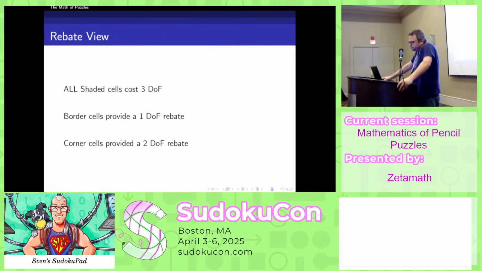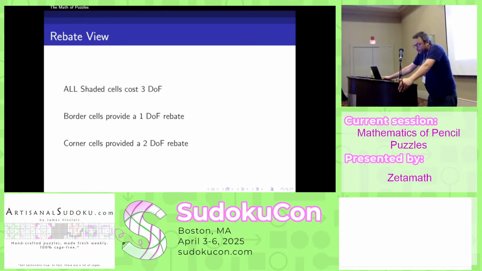So I'm going to shift the view here, and I'm going to say that we have a shaded cell shop with a rather gruff shopkeeper who refuses to sell you a shaded cell for any less than 3 degrees of freedom, because he doesn't know what you're going to do with it. But he'll send you a rebate by mail if you put it in one of the indicated places. So if you put it in the corner, you'll get a rebate for 2 degrees of freedom that you can spend later. And if you put it on a border, you'll get a rebate for 1 degree of freedom. Okay. This kind of makes sense for the shopkeeper.